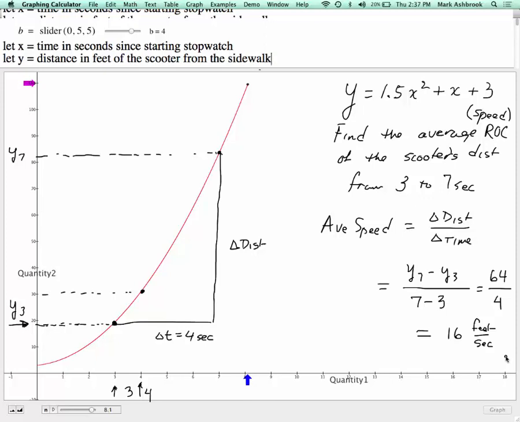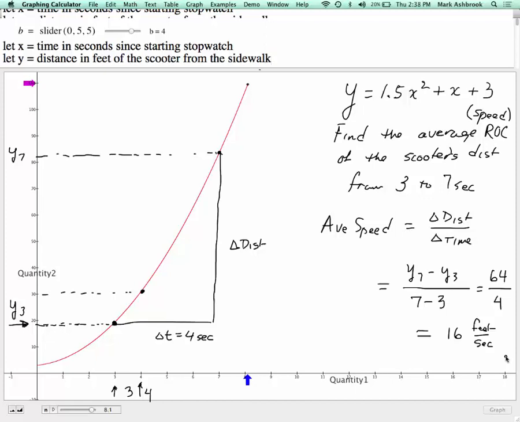Every second, the scooter went 16 feet. Yes or no? No. What then does the 16 mean? Can you make sense of the 16? I don't know. You would need to travel 16 feet. Can you make sense of traveling that amount of distance?